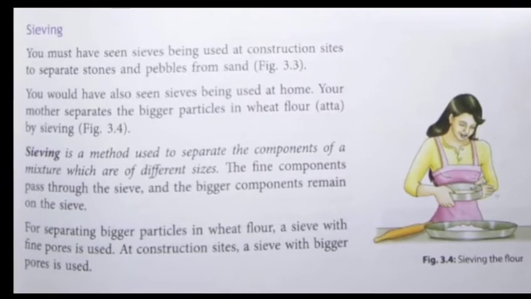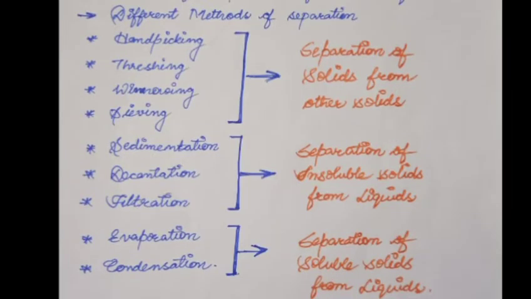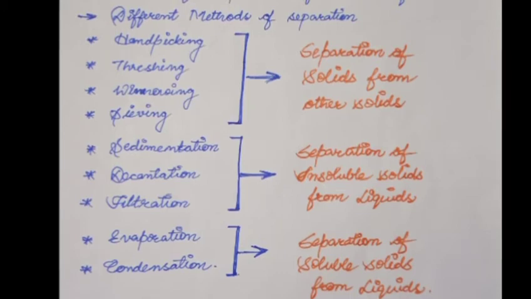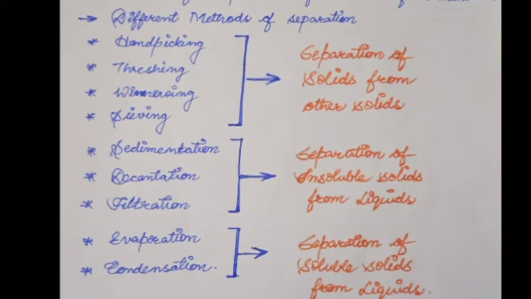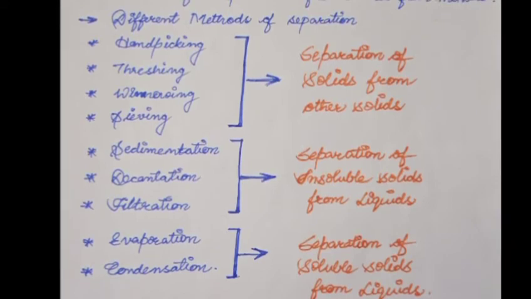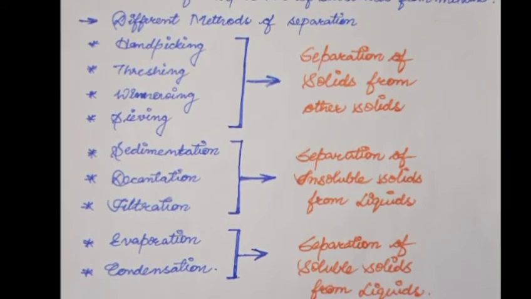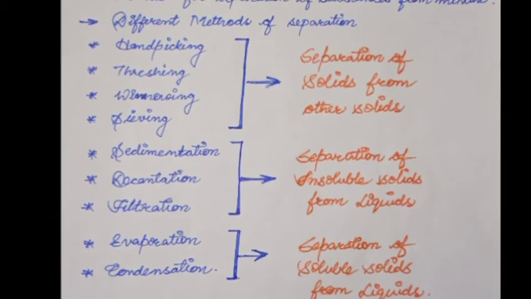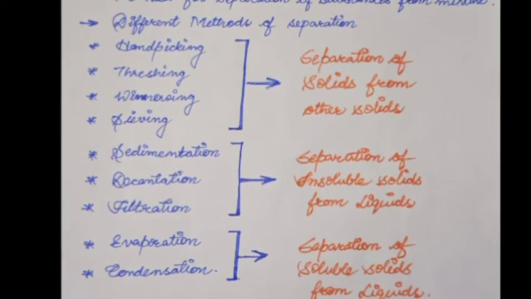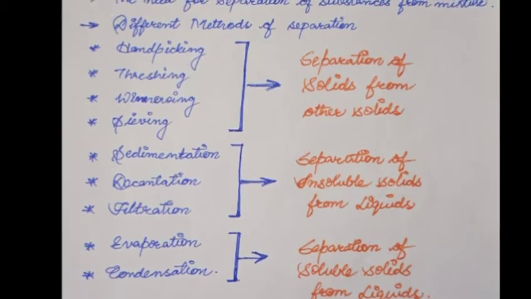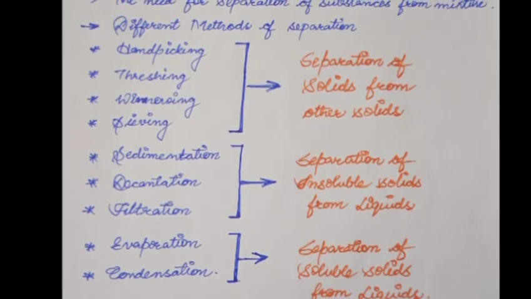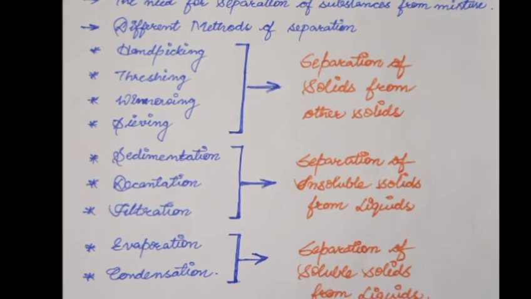Now moving on to another category, we have another category to separate the solids from the liquids. In that, we will study two categories: to separate the insoluble solids from the liquids and to separate the soluble solids from the liquids. The first one has three methods: sedimentation, decantation and filtration. And the second one has evaporation and condensation.